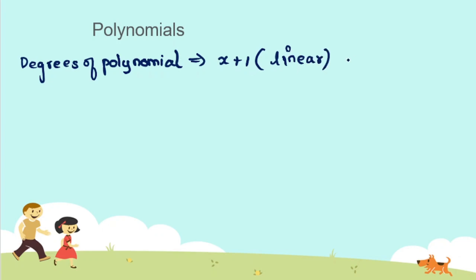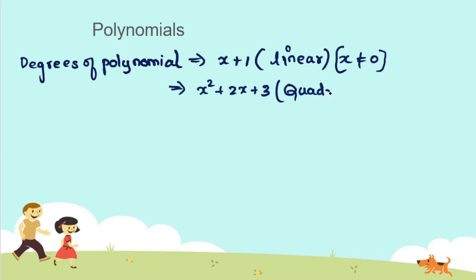Okay. So here your x is not equal to 0. And another case I am going to give is x square plus 2x plus 3. Here what is your highest power? 2. So it is a quadratic. So here your x square is not equal to 0. Always your first term will not be equal to 0, otherwise this equation will become linear, right? So it will not be quadratic.